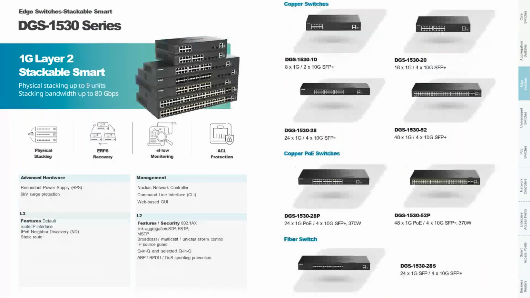DGS 1530. So this is the newest range in this series. We launched a few series last year. The DMS 3130s came out last year. DGS 1530s came out last year. So these are fairly new on the scene.